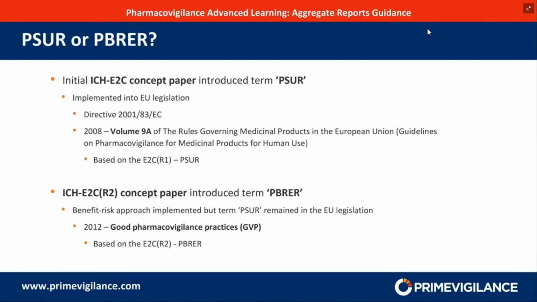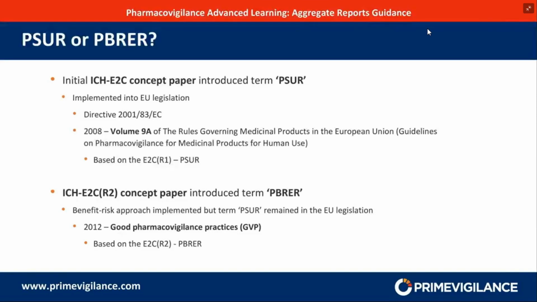ICH guideline E2C R2 from 2012 introduced the term PBER. This term was used to give greater emphasis on benefit than the PSUR, focusing on extensive evaluation of benefit risk. Consequently, the name of this proposed report was Periodic Benefit Risk Evaluation Report.